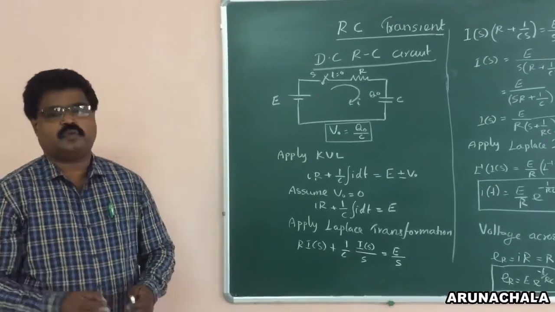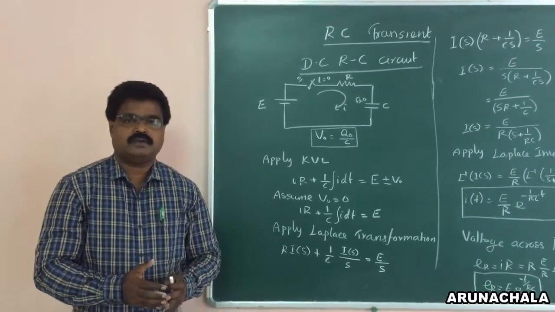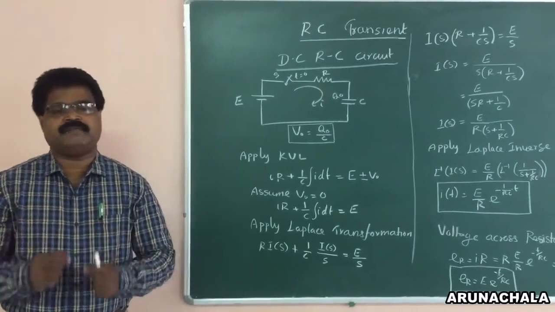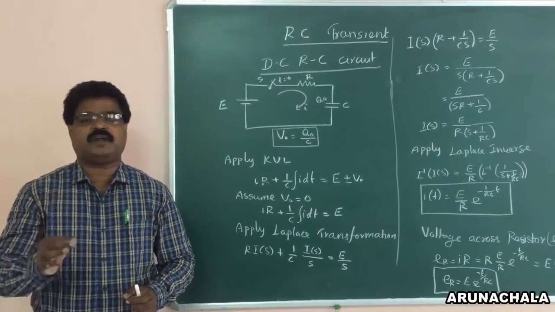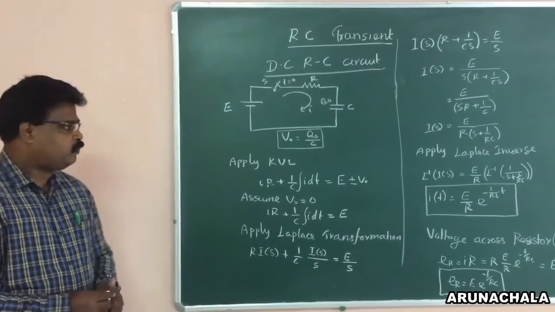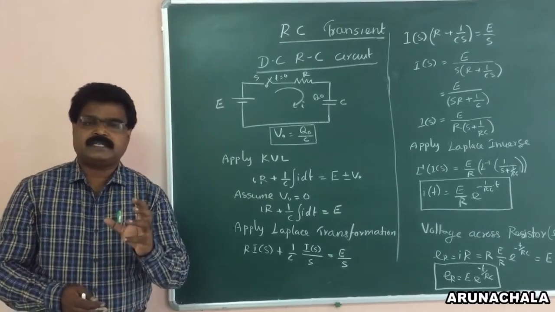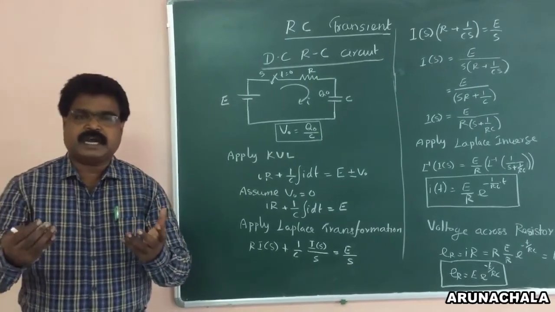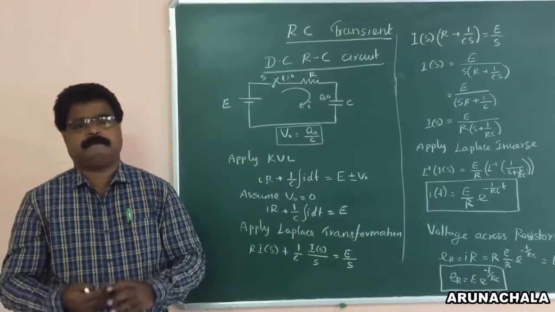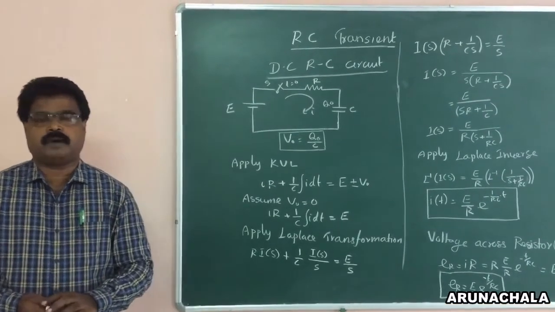So our aim is to find the transient current for this RC circuit. Here we are going to derive the expression for i(t), the transient current for the RC circuit. Before entering into the derivation, you must be very careful. The capacitor is the energy storing device. Sometimes it has an initial voltage, right? This point will be useful when you are solving problems.